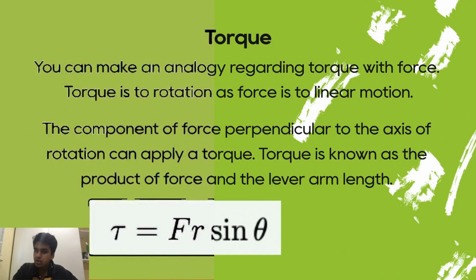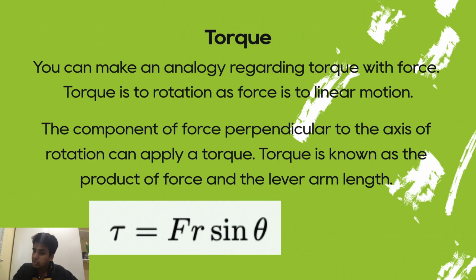Now torque. You can make an analogy between torque and force. Torque is to rotation as force is to linear motion. Torque is basically the version of force in rotational motion. It involves the force that we apply on an object and the lever arm, or moment arm, whatever you want to call it. I'm going to call it the lever arm. The component of force that is perpendicular to the lever arm is what can apply torque. Torque is the product of the force and the lever arm length, and the formula is the force times the radius times sine theta.